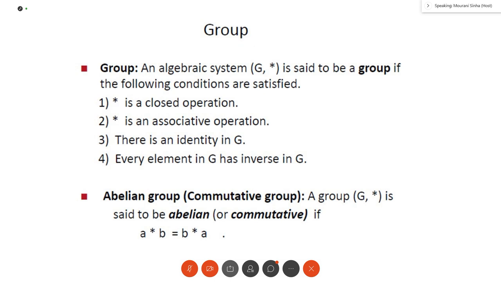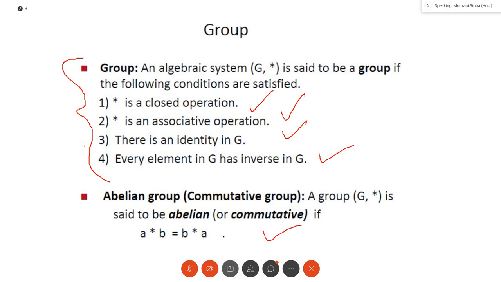Finally, group, as we were discussing. All the four properties: closure, associative, identity, inverse. And if the commutative law holds, then it is abelian.